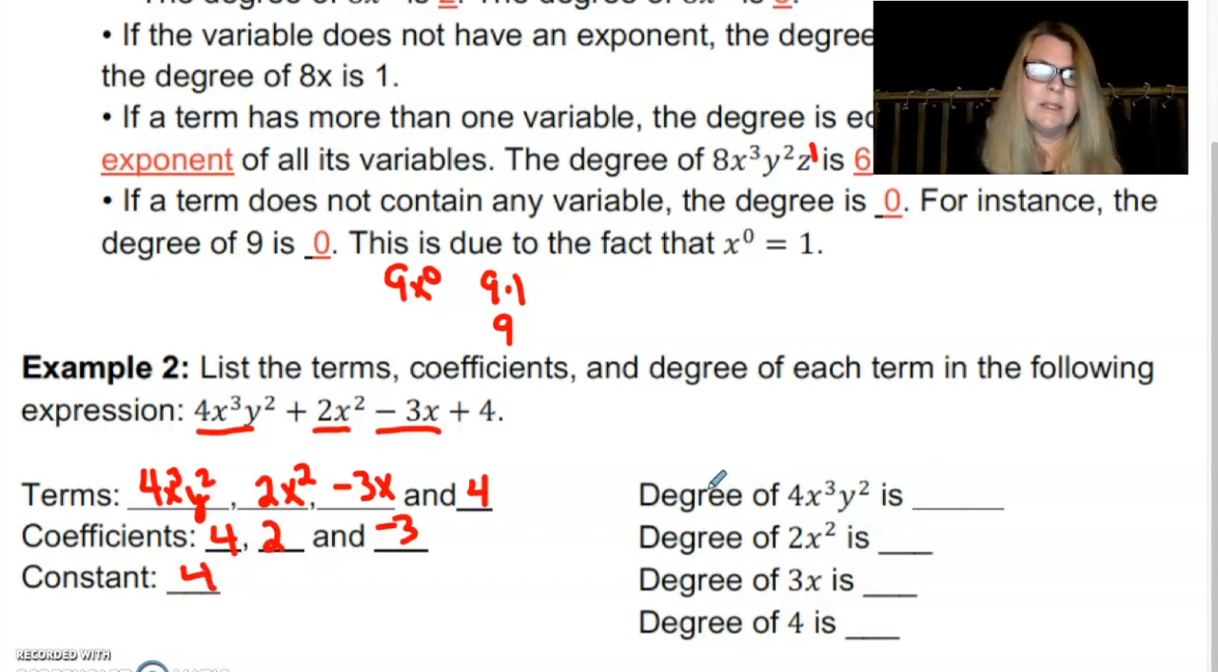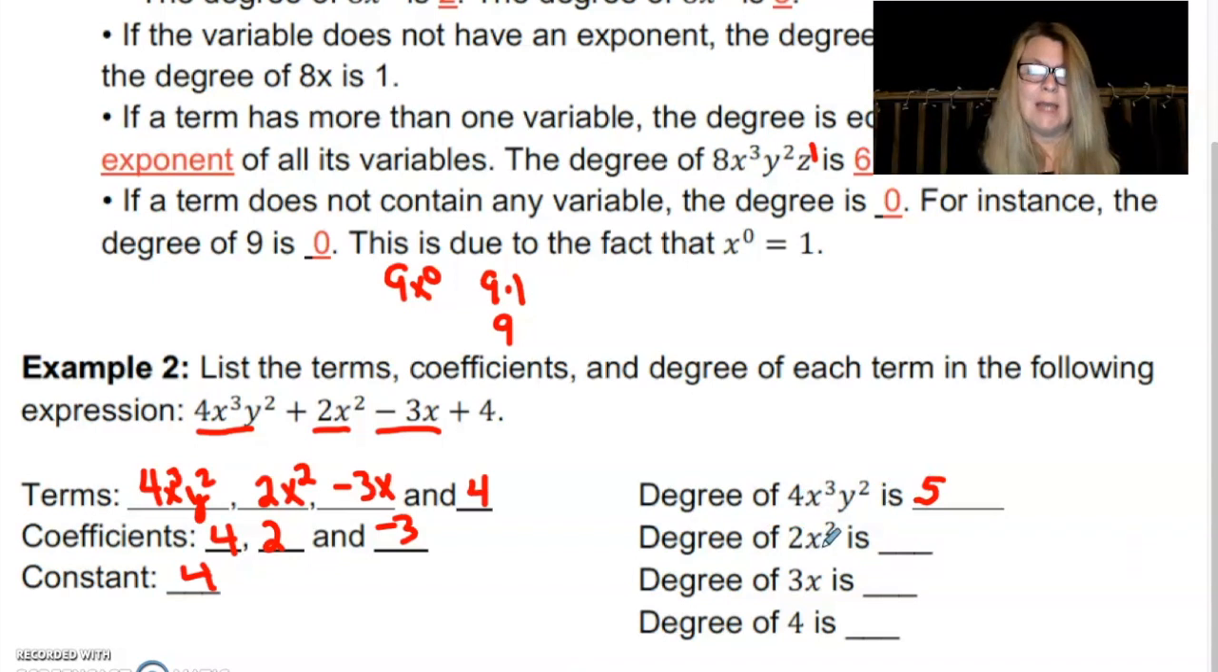Now, let's look over here. We want to know the degree of this term. It has 2 variables. It's a 3, x to the third, and y to the second. There's a 3 and there's a 2. Those are the 2 exponents. So to find the degree of that term, you add those together, which gives me 5. So the degree of 4x cubed times y squared is 5.